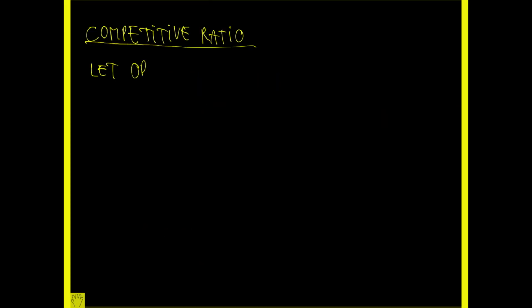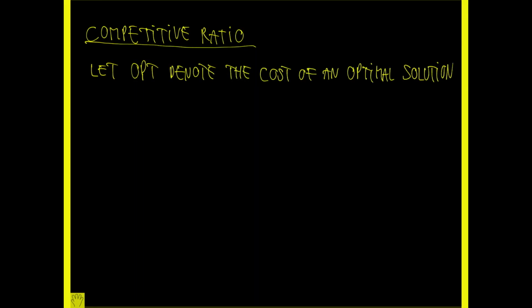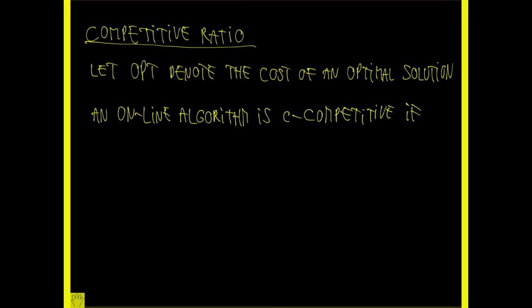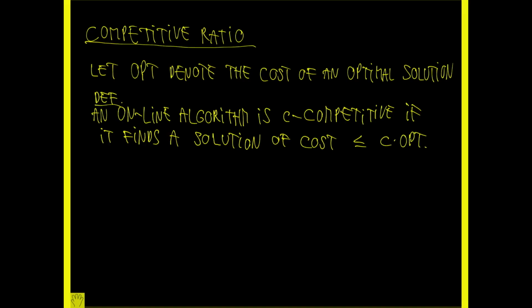The competitive ratio is a measure used to denote the quality of online algorithms. Let opt denote the cost of an optimal solution. Then we say that an online algorithm is C competitive if it finds a solution of cost at most C times opt.